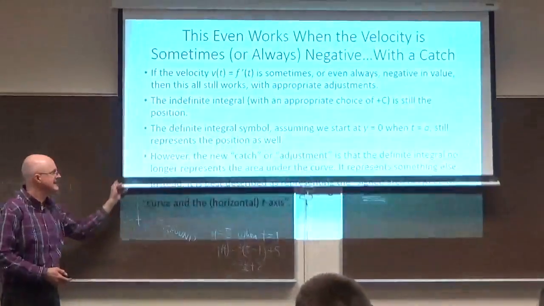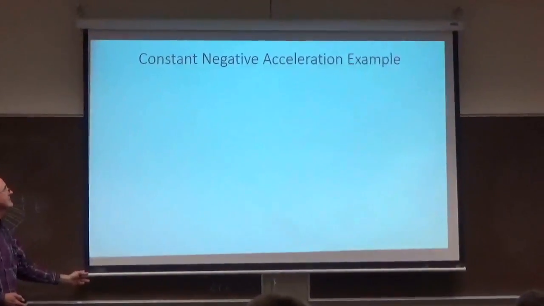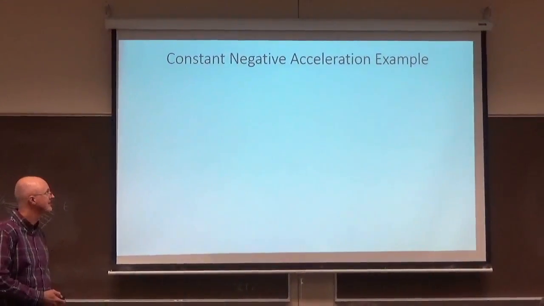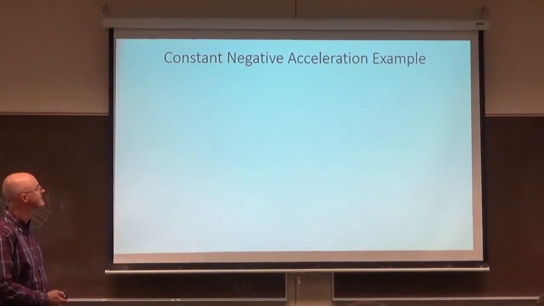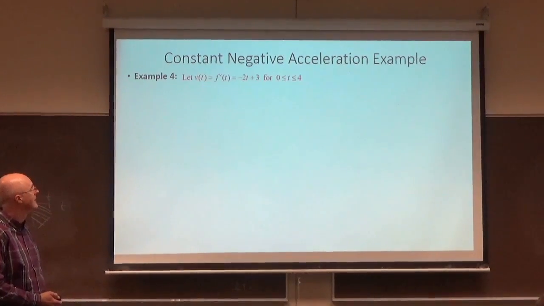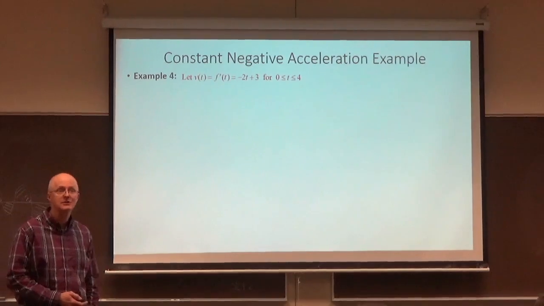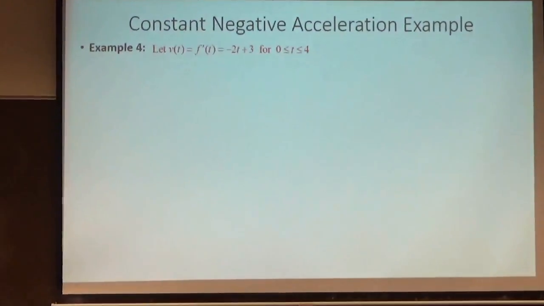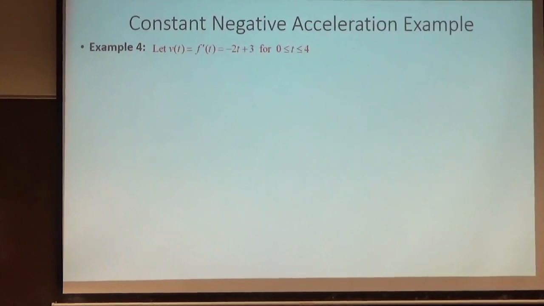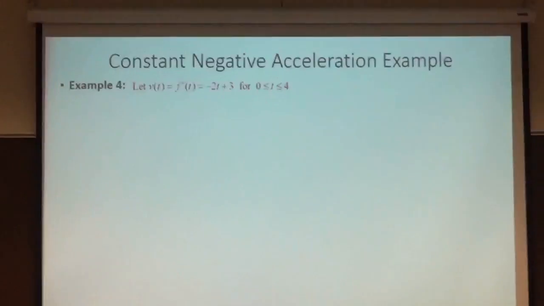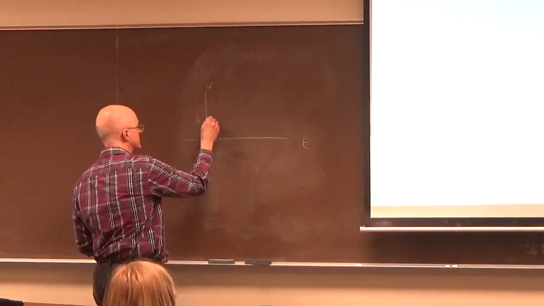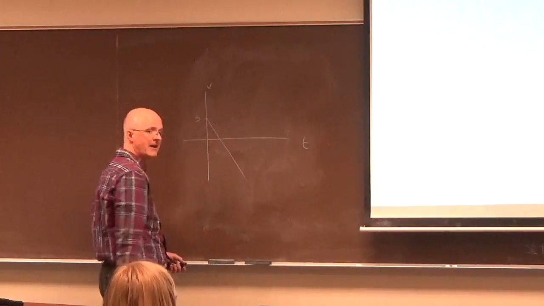Here's how it plays out in an example. Constant negative acceleration example. Negative acceleration. Let's say the velocity is negative 2t plus 3. So think about this with me here. Negative 2t plus 3, that's a line with a slope of negative 2 and a vertical intercept of 3. It'll look about like that.